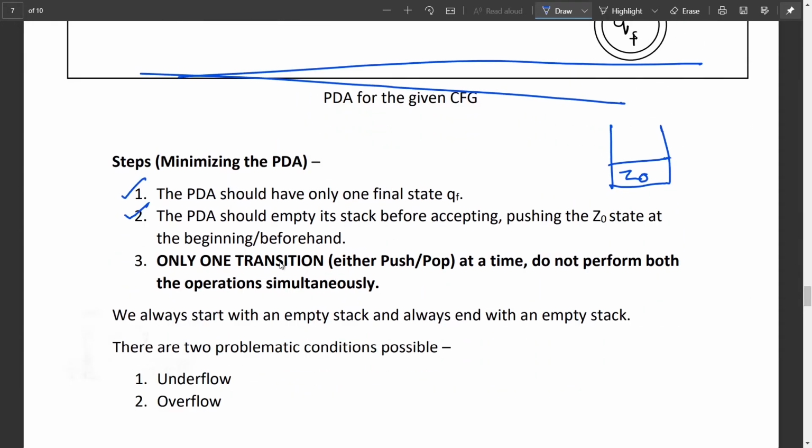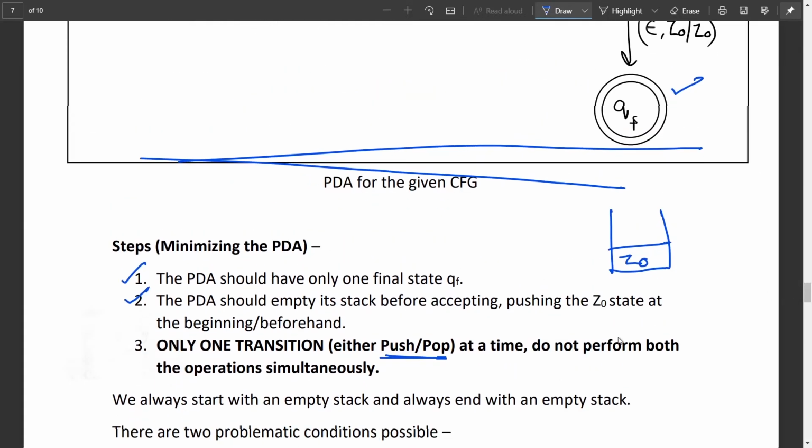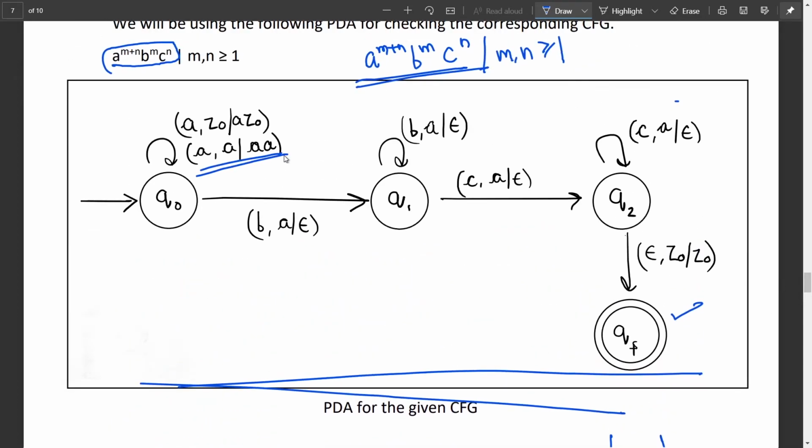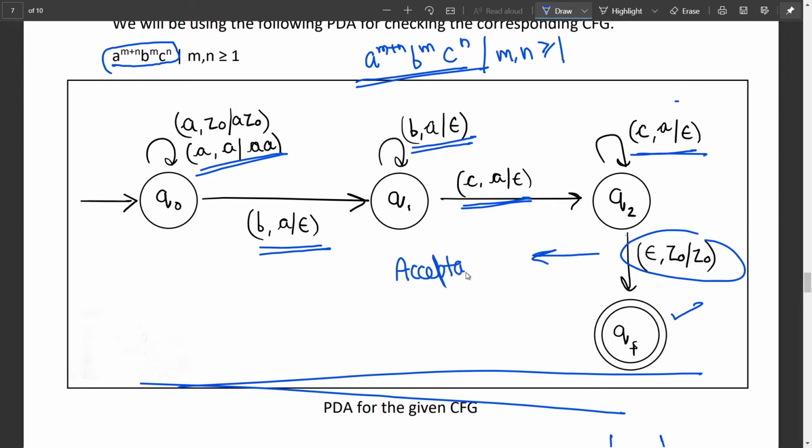And now we have to check that there's only one transition at a time. That means there's only either pushing or popping at a particular transition. We cannot perform both the operations simultaneously. We just have to make sure that this is not happening. So I can see that we are just pushing here, we are popping in this particular transition, we are popping here, we're popping here, and this is the acceptance criteria, acceptance state or transition.